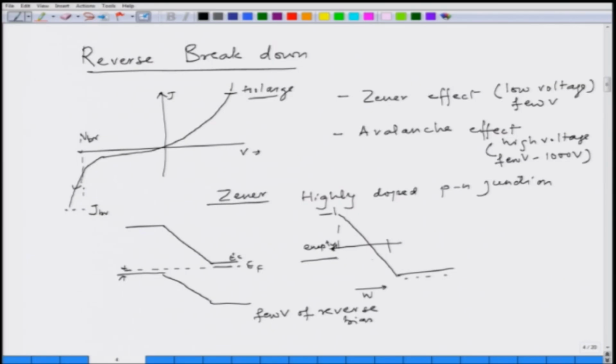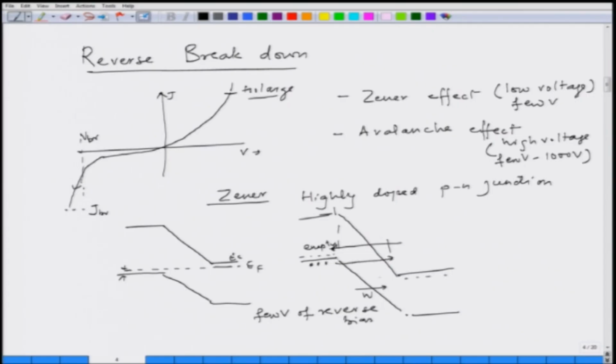So, the electrons are going to be able to inject directly into the empty states available here, and similarly holes can find empty states over here.